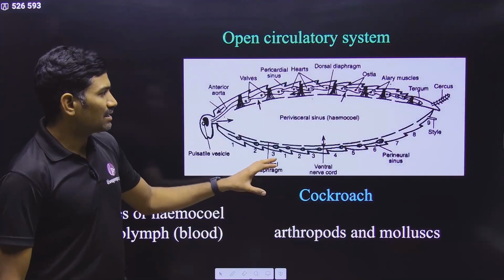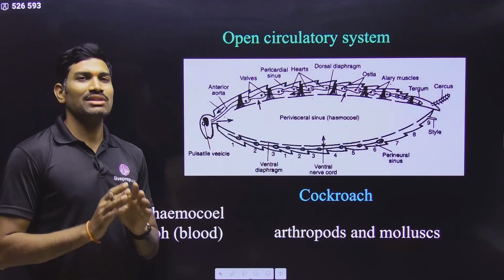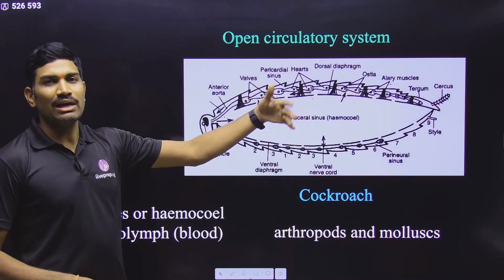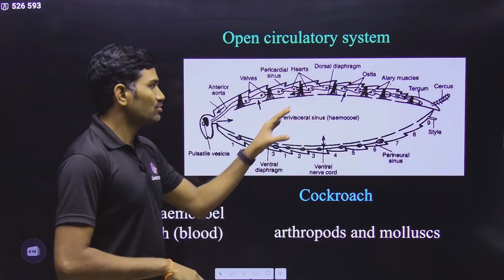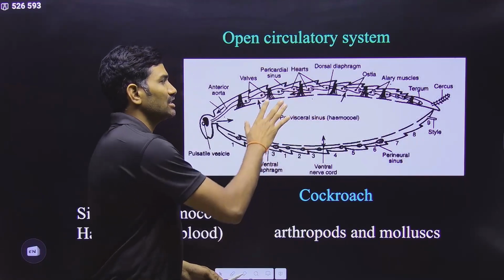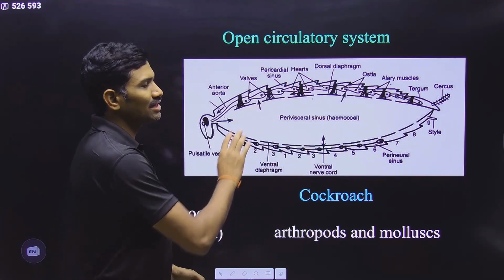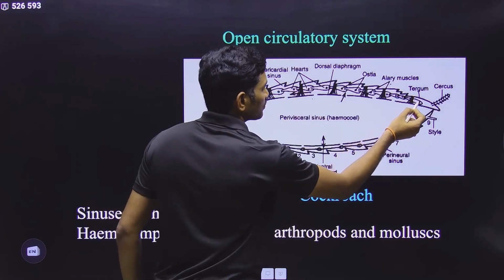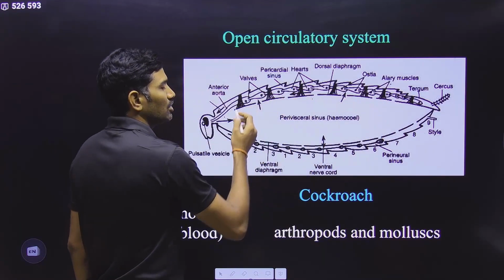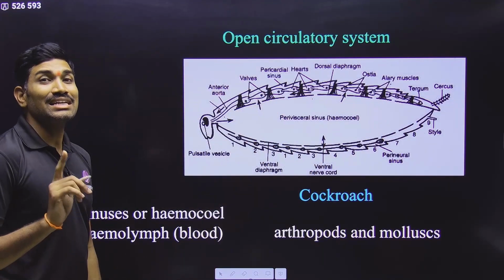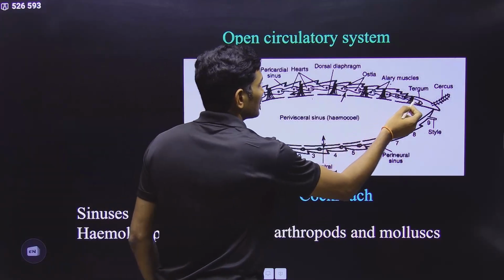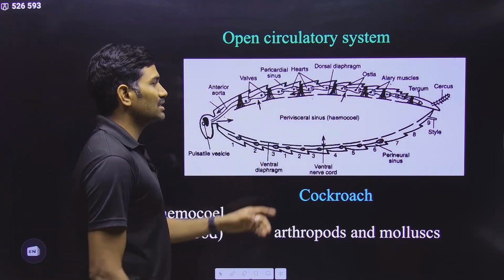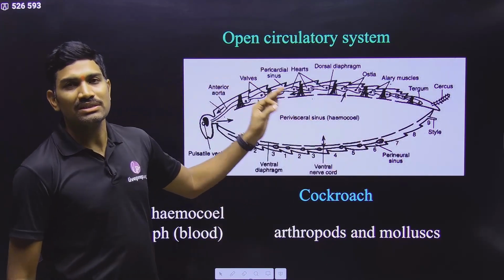But in some organisms, like a cockroach, I am giving the example of cockroach because later on we will study the cockroach also. In the case of cockroach, heart is present here also. See this, this is the heart. Total how many chambers are present? 13 chambers are present. Please remember this. It is a 13-chambered heart that is present in the cockroach.